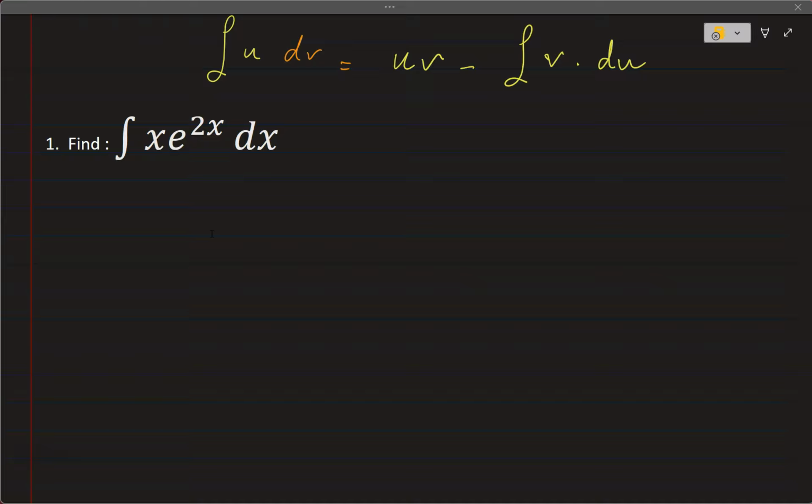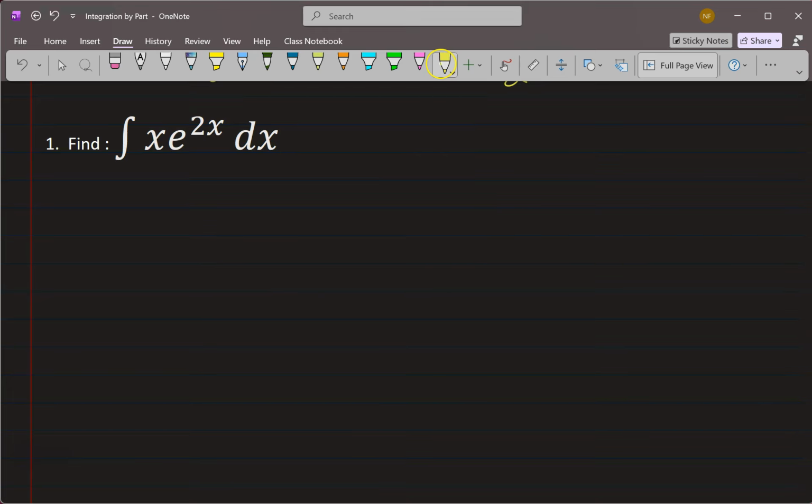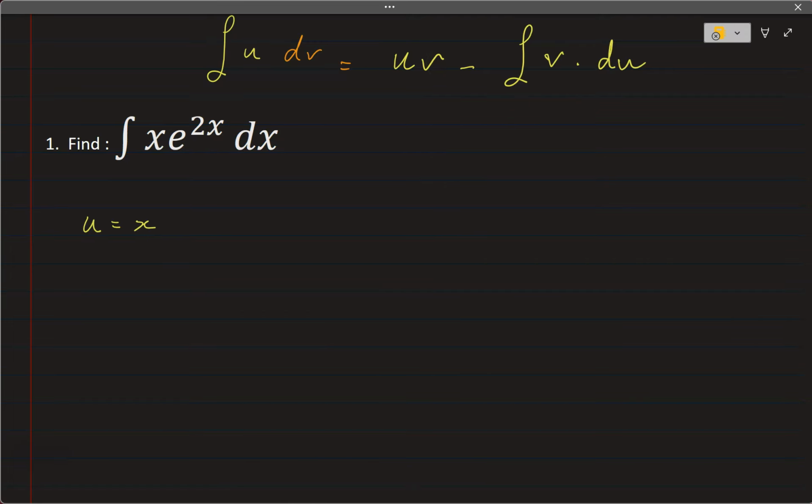Now, how would you know that? You may not know that right away, but by practicing it over and over again, you'll get the hang of it and you can recognize it right away. So let's go ahead and do this now. This one, easily we can just say, let u be equal to x, therefore du is equal to dx, and let dv be e^(2x) dx, and when you find v, that means you have to take the integral of that.